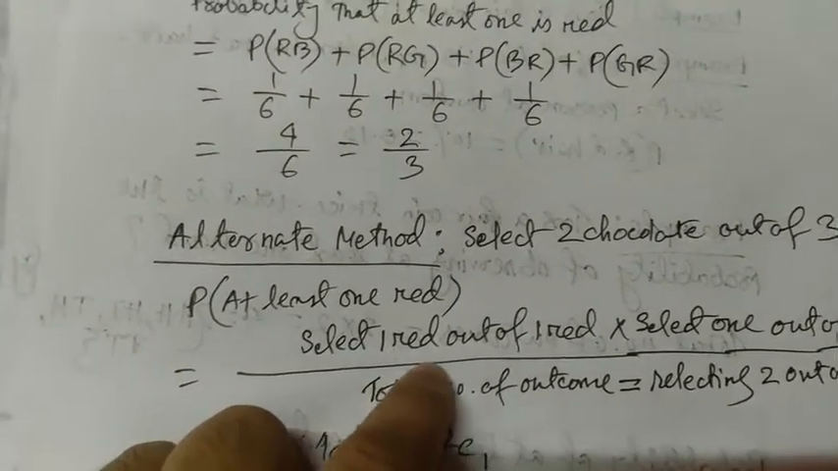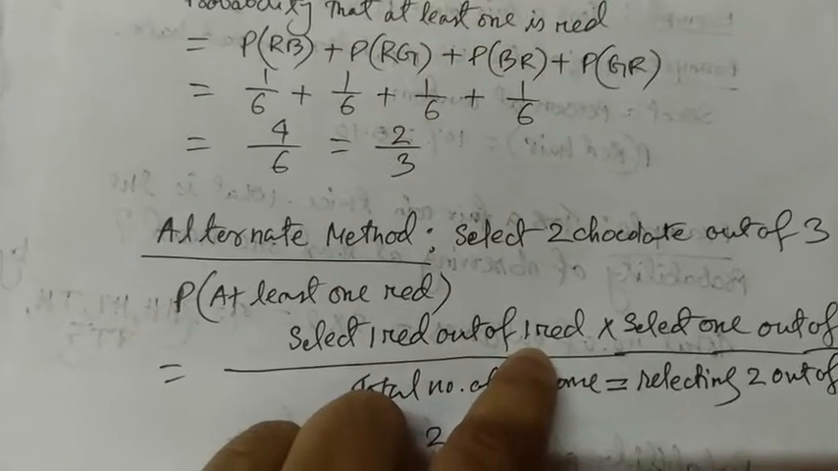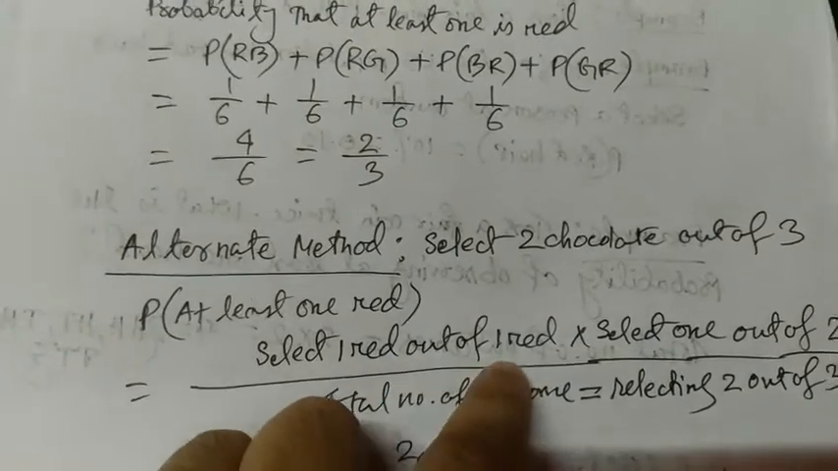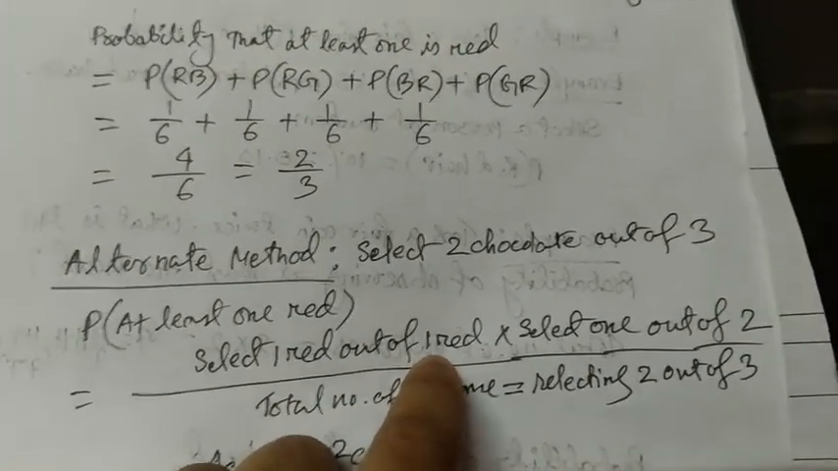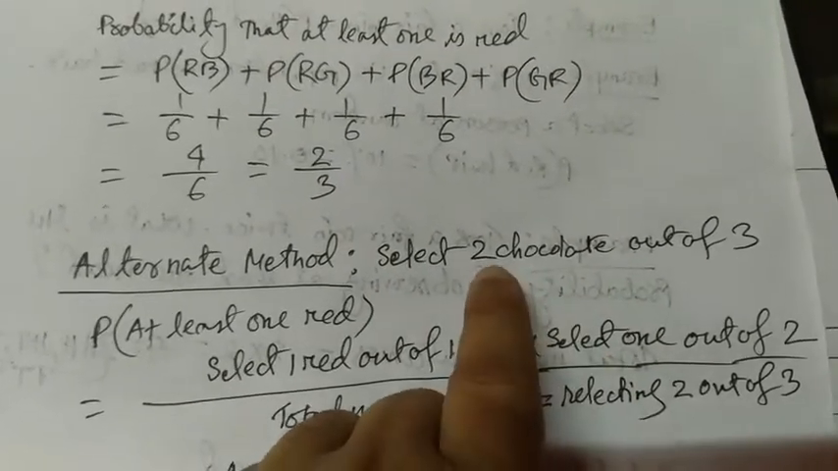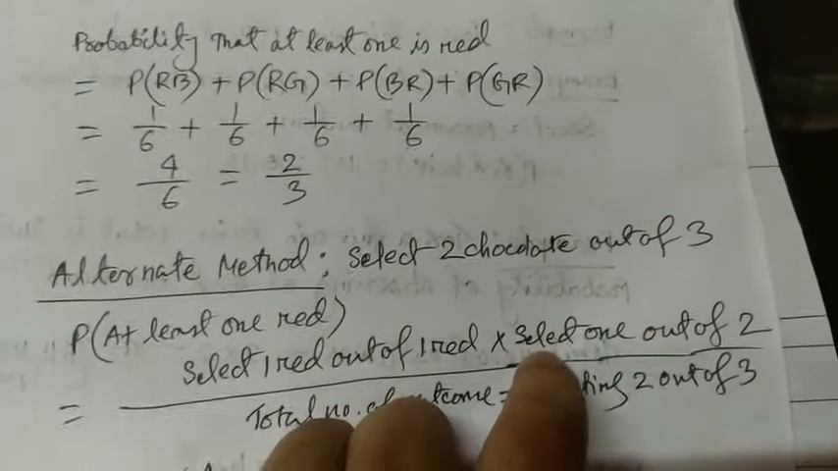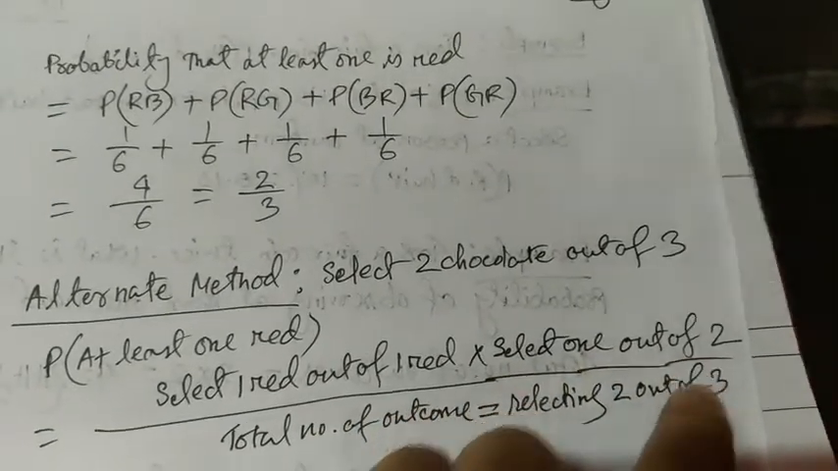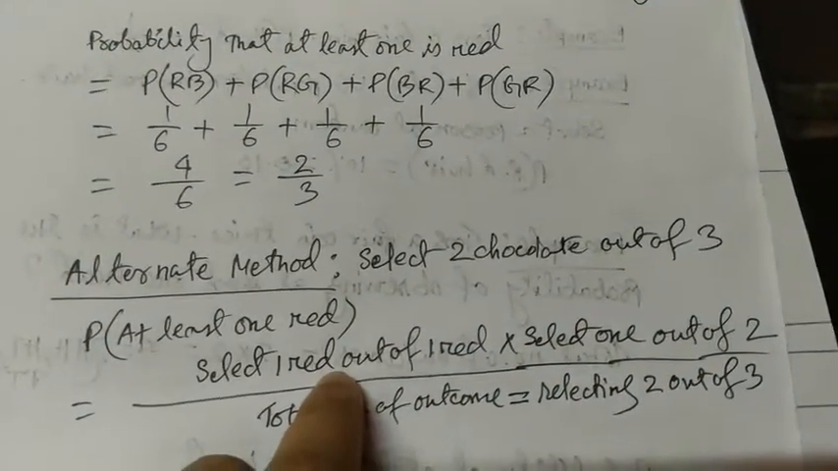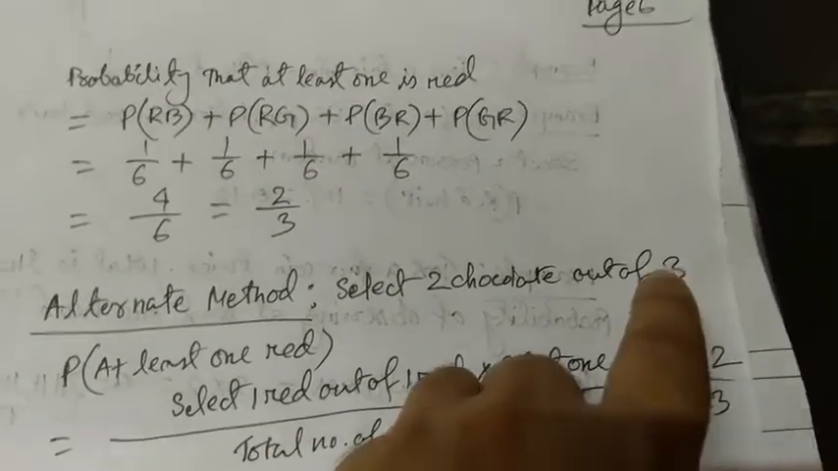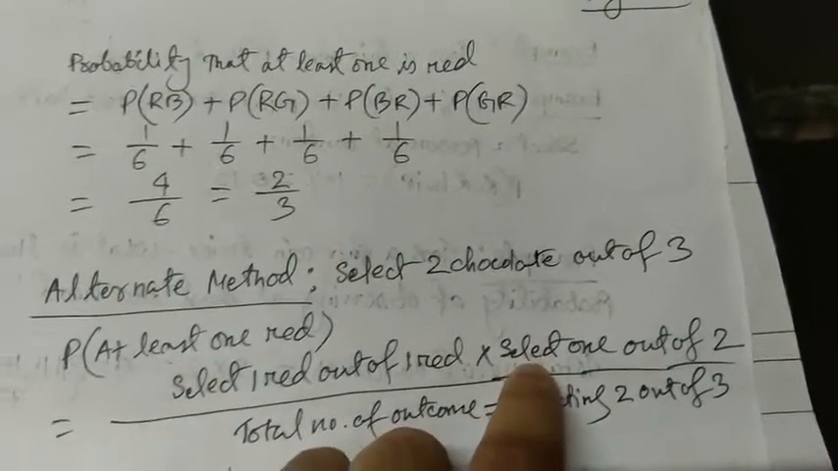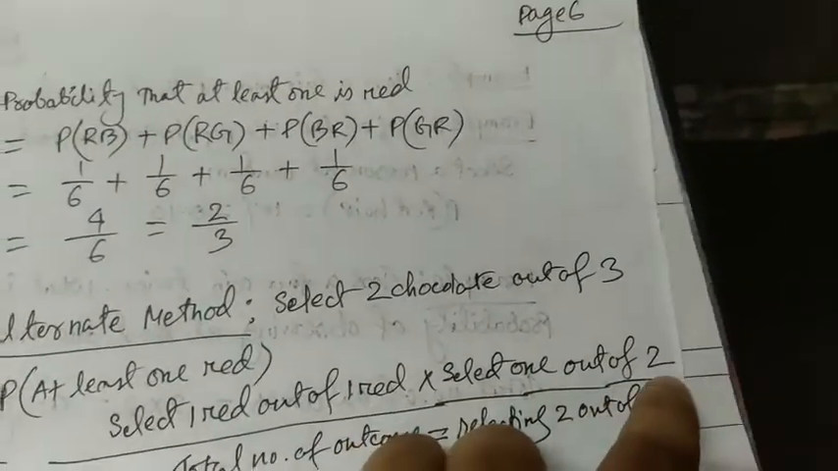So select 1 red chocolate out of 1 red. Only 1 red chocolate is there in the bowl, and the child has to select 1 red chocolate out of 1. The child needs to select another chocolate because the child will select 2 chocolates. So the child needs to select 1 chocolate out of the remaining 2. The bowl contains a total of 3 chocolates, and since he has chosen 1 red already, only 2 chocolates are left. So select 1 more chocolate out of the remaining 2.